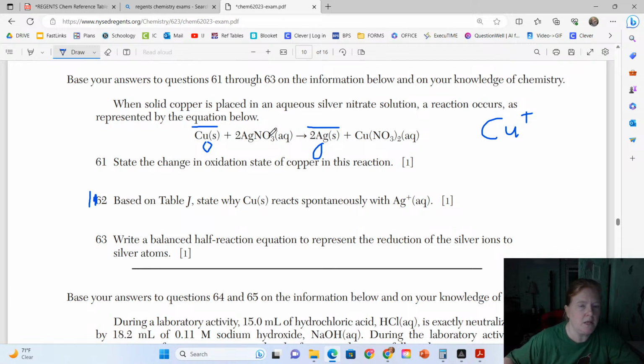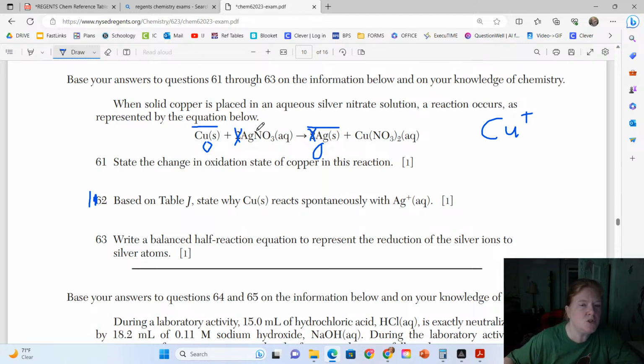Okay. Now I need to know the oxidation states for here. This 2 is just used to balance the equation. It does not affect oxidation state. So I am going to suggest that you cross it out so that you don't get confused and try to use it. Because trust me when I say it gets used and people mess it up.